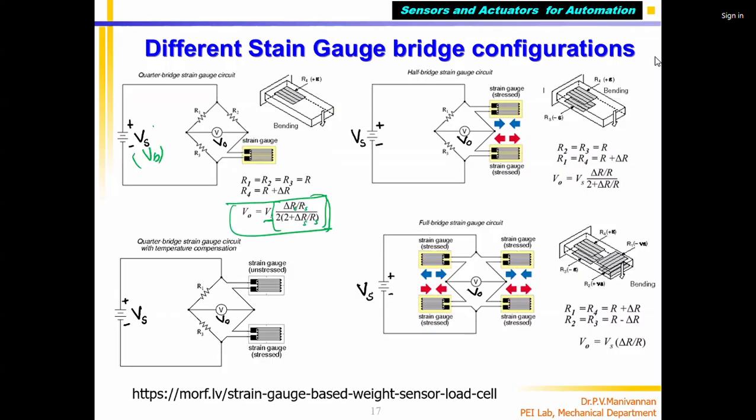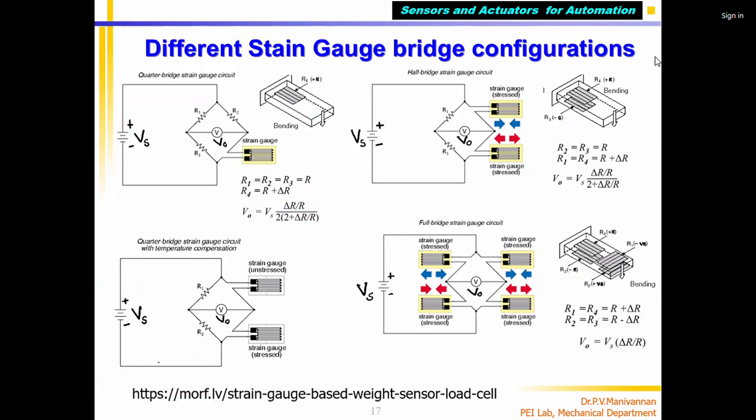Okay? Divided by 2 into 2 plus delta RS divided by RS. This is the change in strain gauge resistance divided by original resistance. Original is 120 ohms. Depending upon the force applied, delta R can be 1 ohm, 2 ohm, 3 ohm. Correct? Multiply this one. This is a formula you have to use. Note down this formula. It is a quarter bridge.